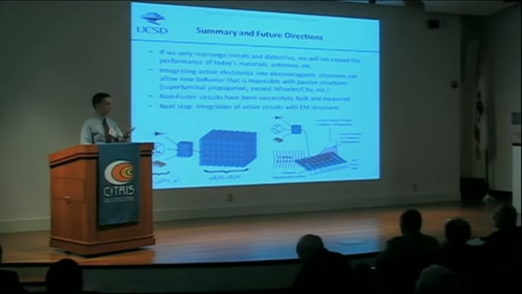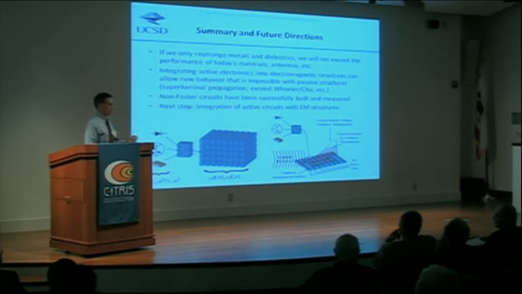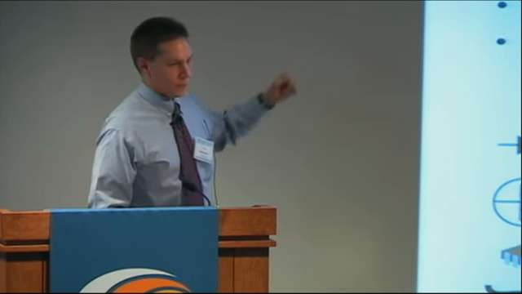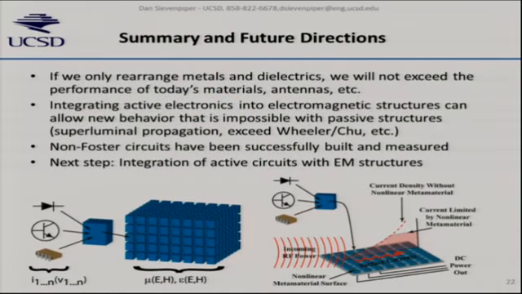I've shown the good side. There's a whole talk on the difficulties of these. Stability is one of them. Nonlinearity is one of them if you want to use it for transmit. And all of these things come up. But like I like to tell people, this first bullet here, if all we're going to do is just rearrange metals and dielectrics, we're not going to do any better than we can do today. So I think including active electronics gives us a way around that.